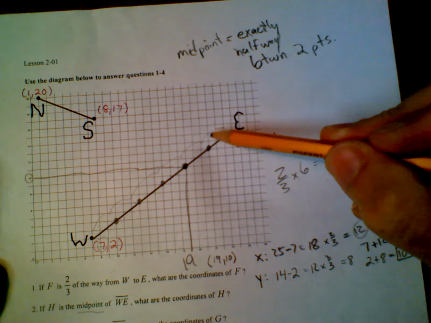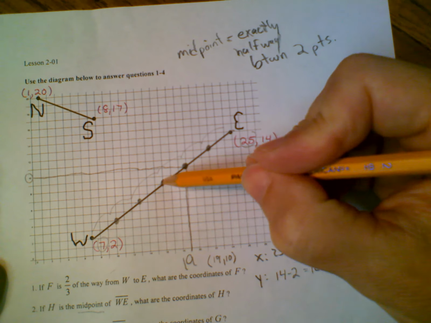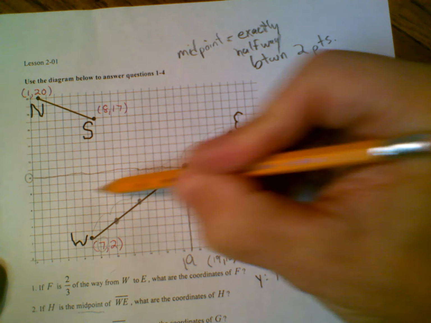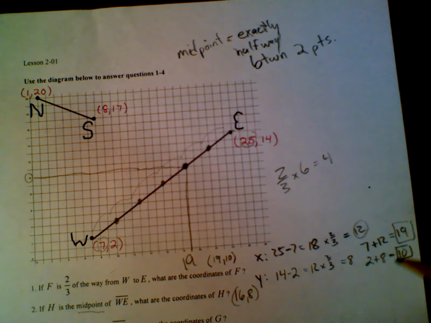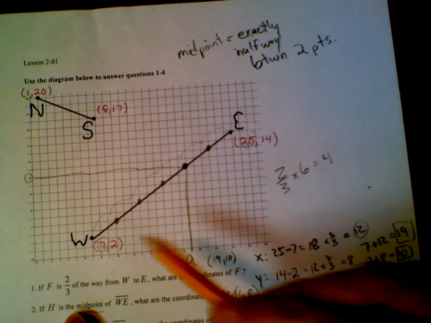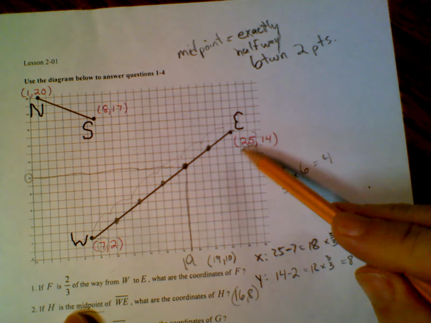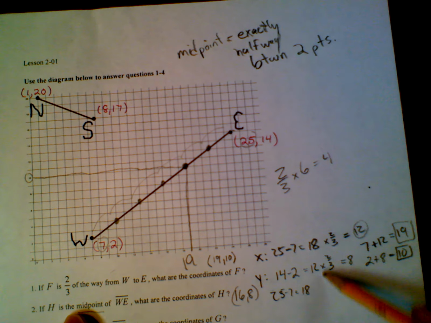And having marked off all of these steps, we don't have to do much work to identify the coordinates of that point, which are 16, 8. Okay. But again, if we choose this arithmetic approach, from 7 to 25 in the x direction, 25 minus 7 is 18. Oh, why did I waste my time doing that?